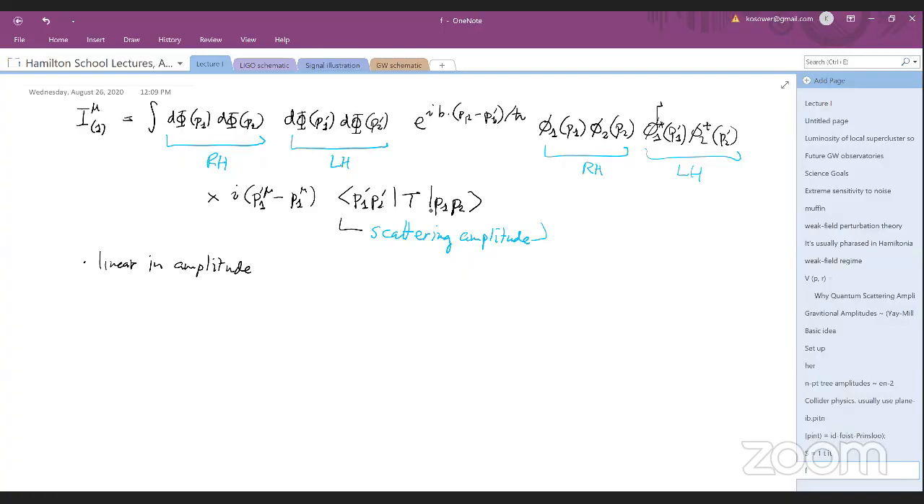So let's do some change of variables here just to clean up.